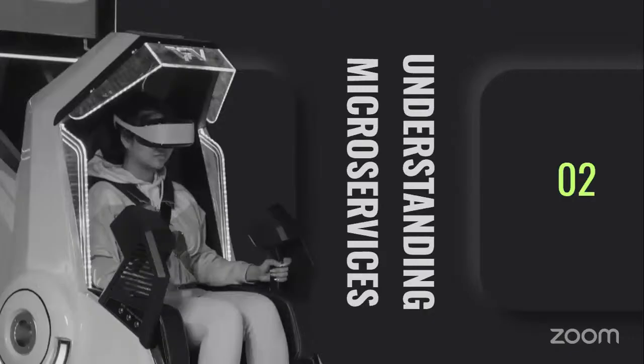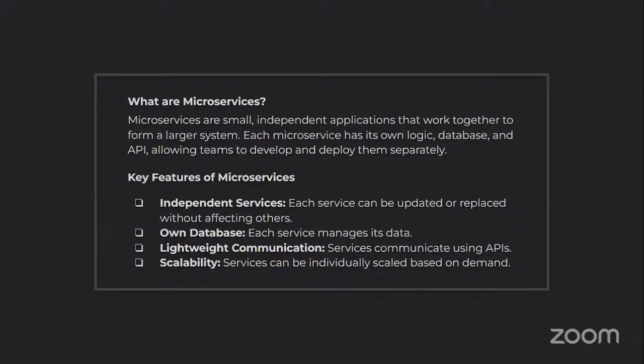So let's go on and understand microservices. What are microservices in actuality? Microservices are small, independent applications that work together to form a large system. Each of these microservices has its own logic, its own standalone and independent database, and its own API. So it allows teams to develop and deploy them separately. We look at the example as we move on.